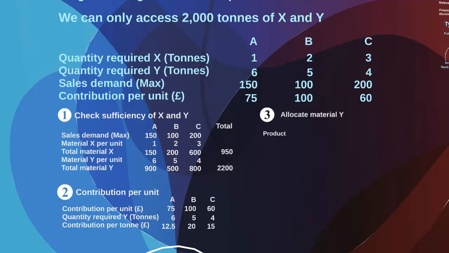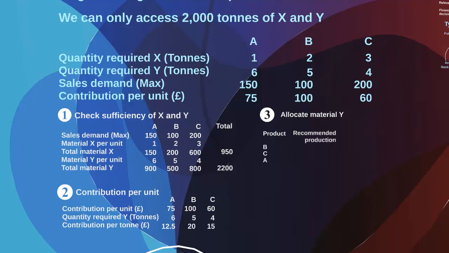So we now need to allocate material Y. And of course, B has the highest contribution per ton, so we need to make as much of that first before moving on. Of course, when we move on to the second highest, which is C, at a contribution per ton of £15. And finally, A.